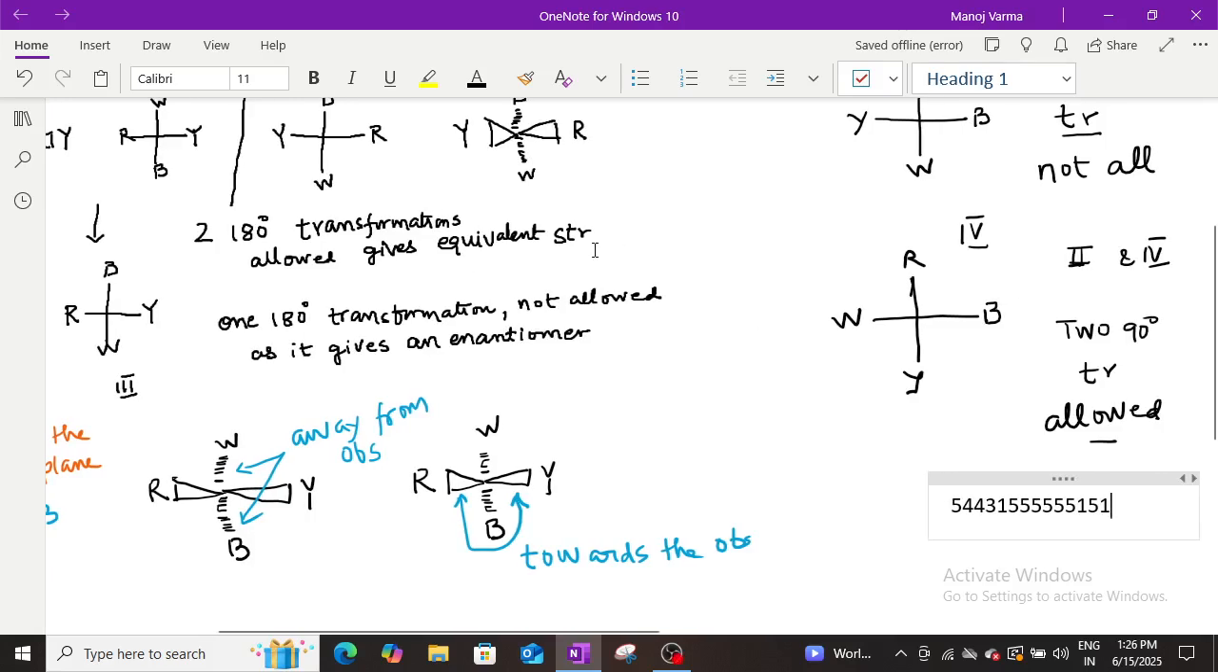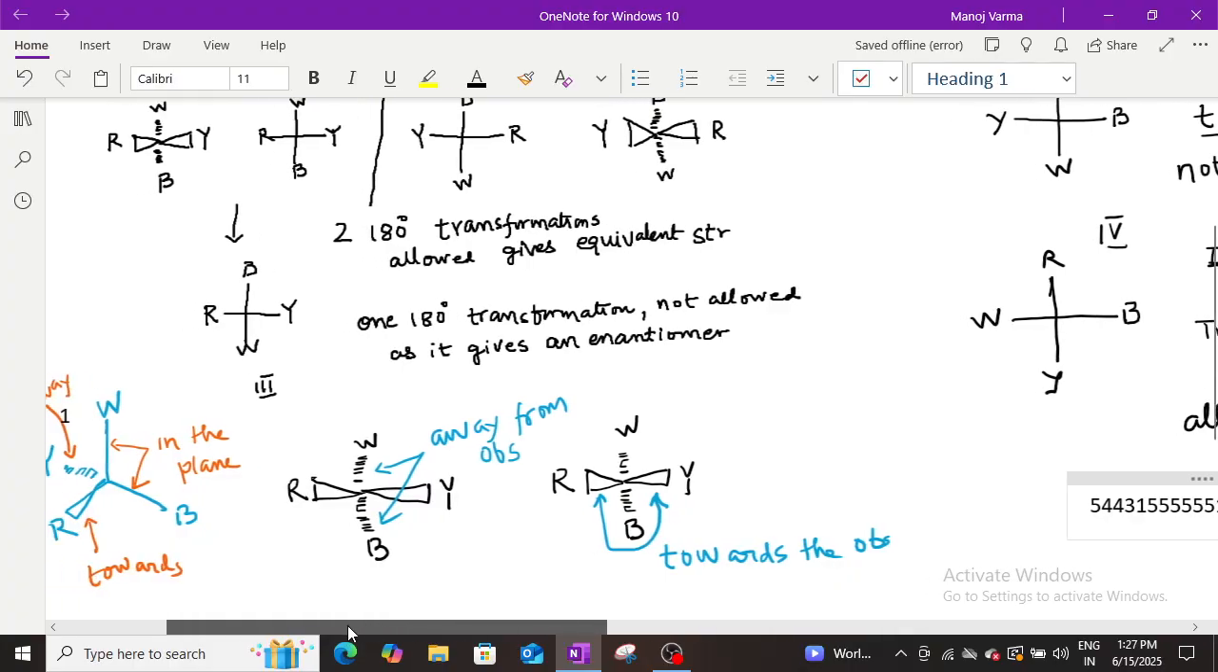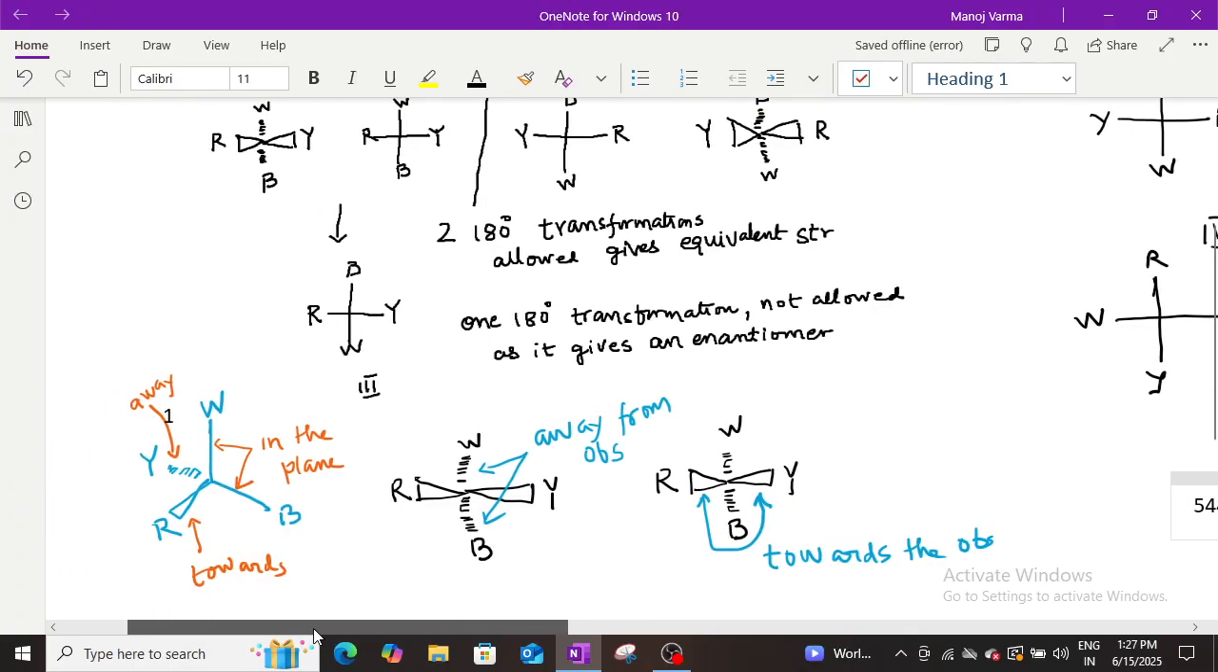Hello students and friends. In this video I'm going to talk about the stereochemistry of carbon molecules, particularly the wedge and dash structure, which I have already told in my previous video. So we know that when carbon forms four bonds, then these four bonds are directed towards the corners of a tetrahedron as shown over here.